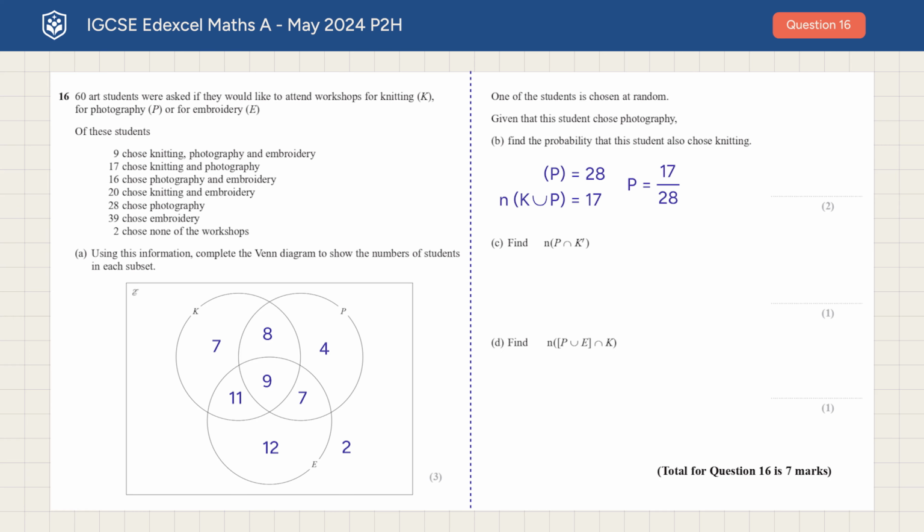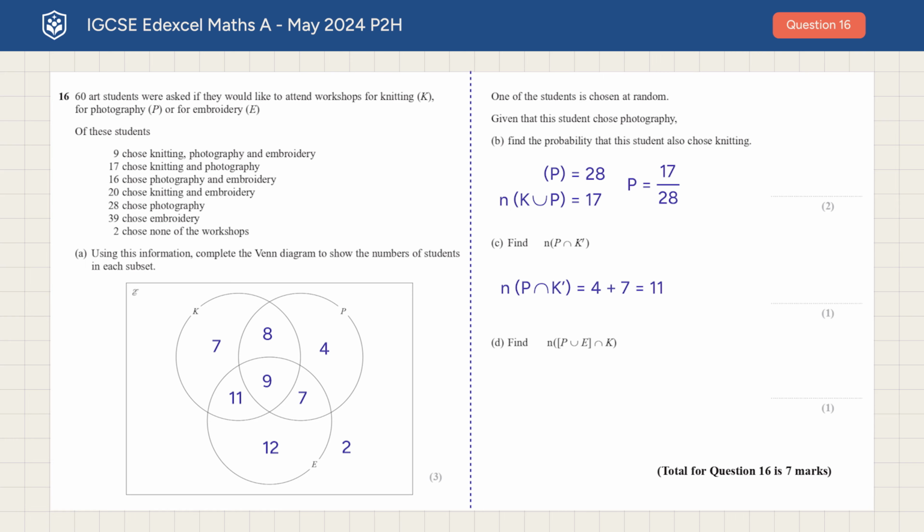First, the photography-only section, which contains 4 students. Second, the photography and embroidery intersection, which contains 7 students. Since both of these groups are in photography but are safely outside of the knitting circle, we add them together. 4 plus 7 equals 11. So the number of students in P intersection K prime is 11.